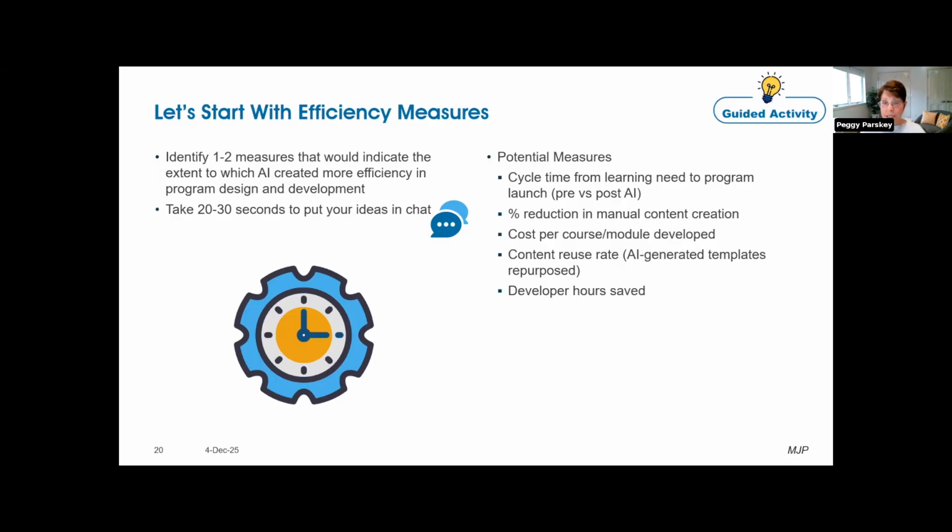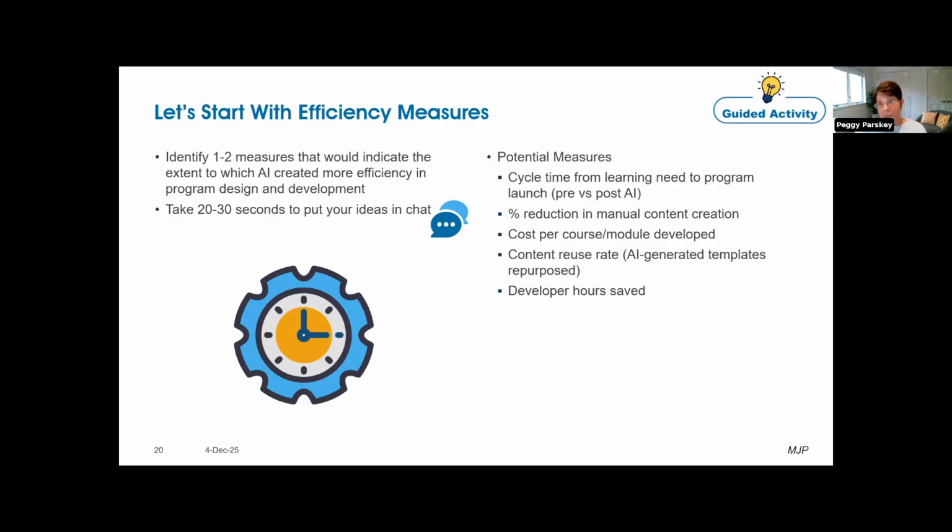Some of you mentioned cost. Content reuse rate. So if you're using AI-generated templates that you can then repurpose for other things, that could help accelerate, and developer hours saved. And then you all had a really great set of other ones that we'll add in for future groups.